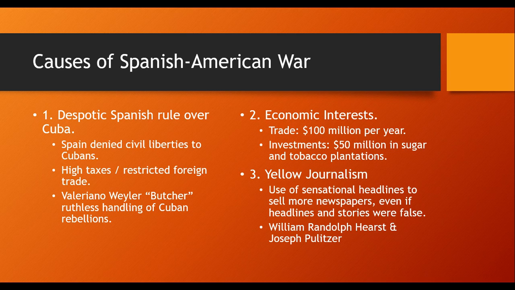The second is that American plantation owners and wealthy business owners have invested a lot of money into Cuba, to the tune of about $50 million in just sugar and tobacco plantations so that they can grow more product more efficiently. And then the third factor is the yellow journalists, guys like William Randolph Hearst and Joseph Pulitzer, who are trying to sell more magazines. That's their number one priority, to sell more magazines and newspapers.